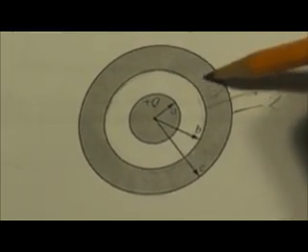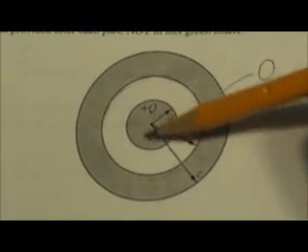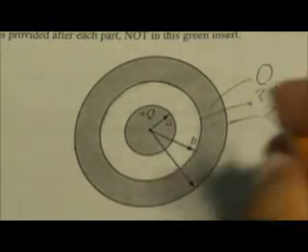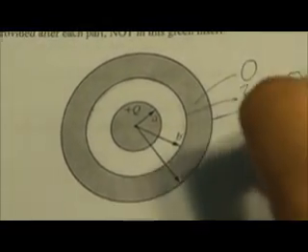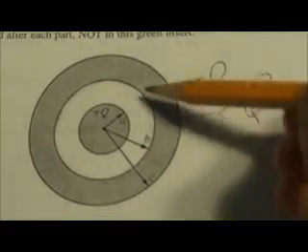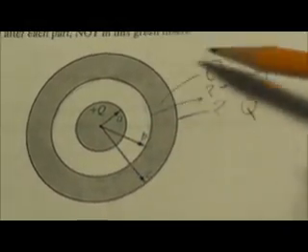Because this shell is experiencing a charge from the inner sphere, through Gaussian surfaces we realize that the inner charge is in fact equal to negative Q and the outer charge is equal to Q, which will make sure that the shell is neutral as well as having a charge of 0 inside.